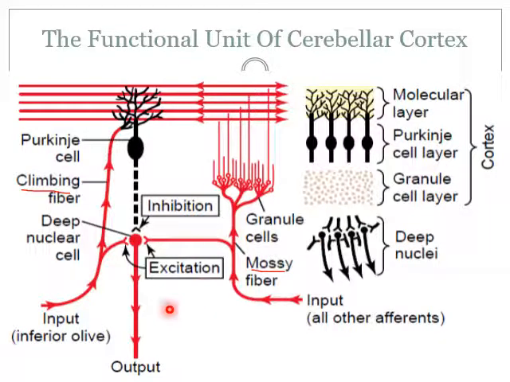Now coming to the climbing fibers, for example, from the inferior olive of the medulla, the fibers come. These climbing fibers ascend up to the molecular layer, and while doing so they excite the deep nuclear cells. They excite them, and then the output signal is usually excitatory, as seen in red.